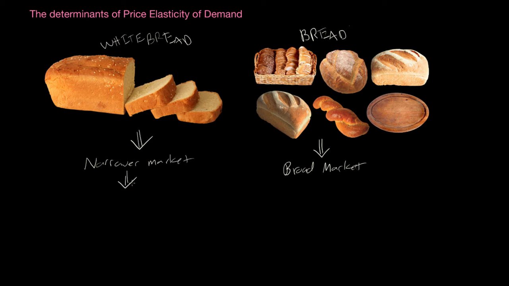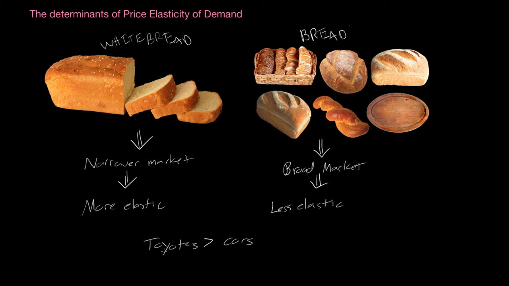less elastic. If the price of white bread increases, consumers can easily switch to some other type of bread, sourdough or rye. So demand for white bread, because it is a narrower category of bread, is more elastic. Whereas demand for bread in general is less elastic. Now this point can help us understand the differing elasticities of all types of goods. Why might demand for Toyotas be more elastic than demand for cars?